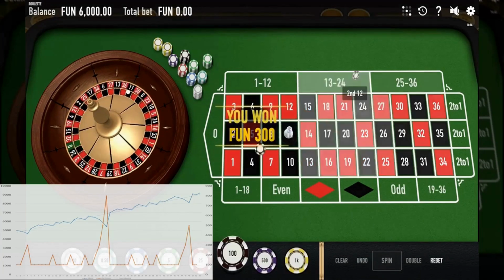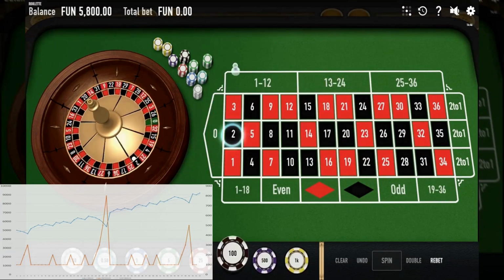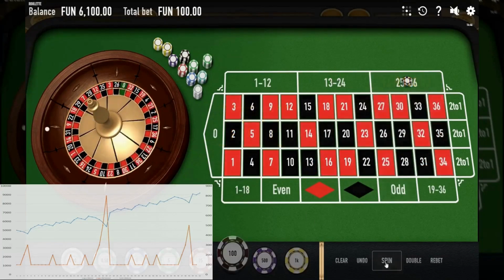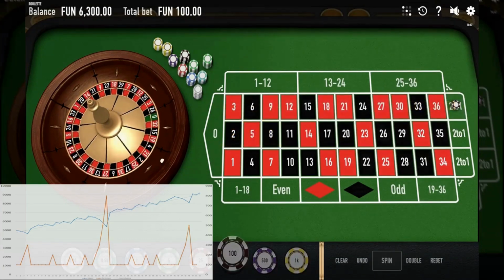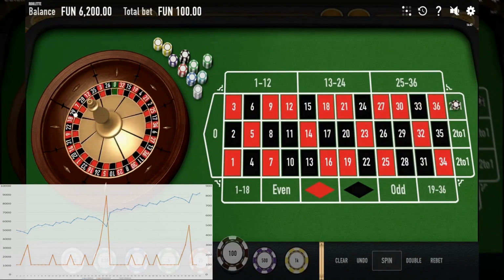From spins 10 to 20, the system was performing flawlessly. We consistently won within the first 3 steps, resulting in steady growth of our balance. During this period, our risk per hand was only $100 or $200 per spin, which helped maintain a comfortable betting pace and minimize potential losses.